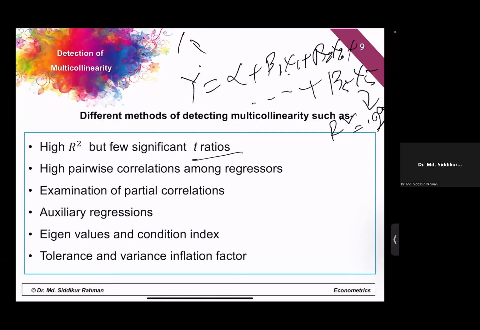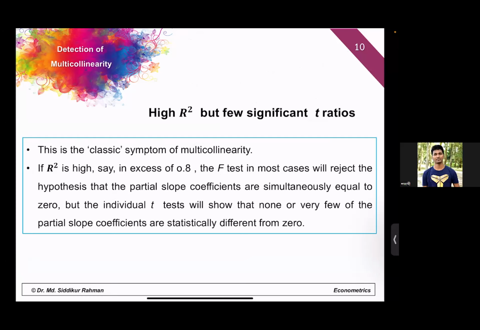So maybe we can discuss it later when we do the practical things. These are some of the explanations, and I already explained them throughout the different examples, so maybe I don't need to repeat it. Just take a look: high R-square but few significant t ratios.